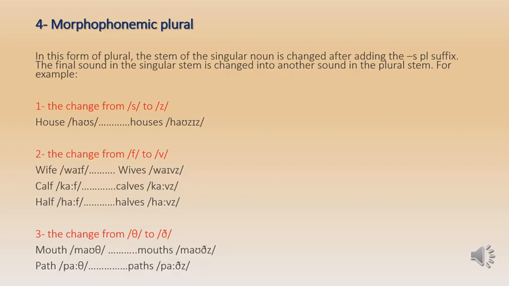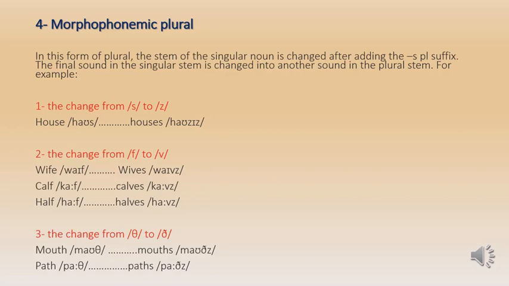The third change is the change from th to dh. Here we have nouns that end in th. After adding the s plural, the th is going to change into dh. For example, mouth, it ends in th. After adding the s plural, we have mouths, pronounced with dh. We don't say mouths with th, we have to say it with dh. So the change is not in spelling, it is in pronunciation. That is why it is called morphophonemic plural. We have a change in sound.